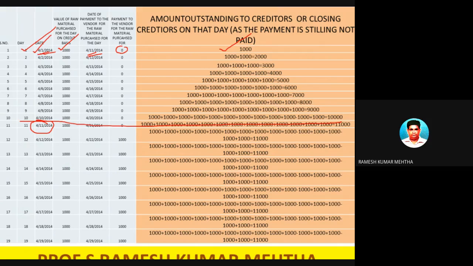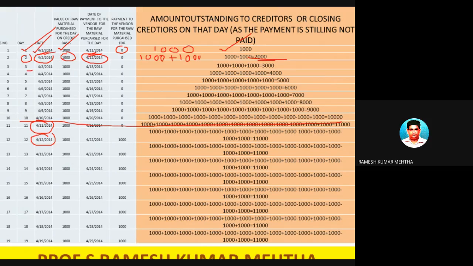On 2nd April, on the second day, I again purchased 1,000 rupees of raw material on credit basis, which will be paid to the creditor on 12th April. Until such time I have to pay the 1,000 rupees from the first day, which is already there, plus another 1,000 I am purchasing. So total 2,000 I have to pay.